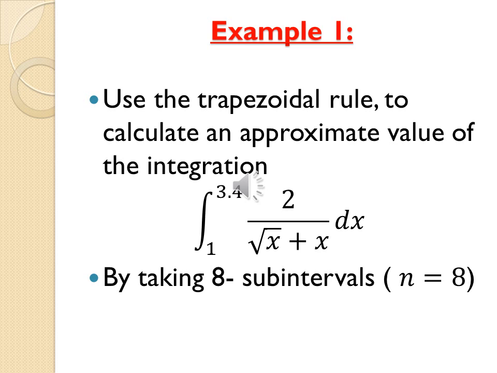What is the meaning of the interval? First, we will have to divide between 1 and 3.4 into 8 intervals. N equals 8, so calculate h. H is the difference over the number of intervals. H equals b minus a over n. What's b? The last point, 3.4. What's a? It is 1. So h is equal to b minus a over n.